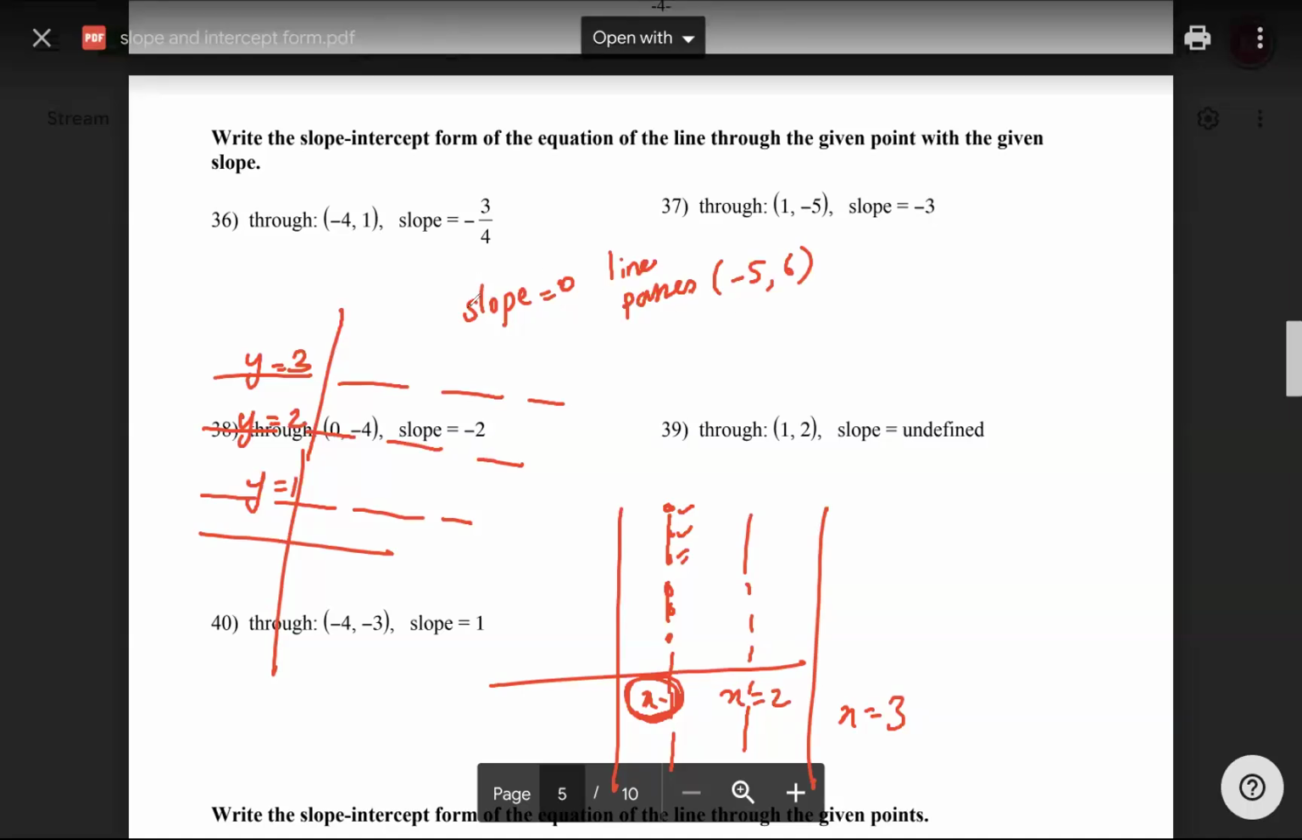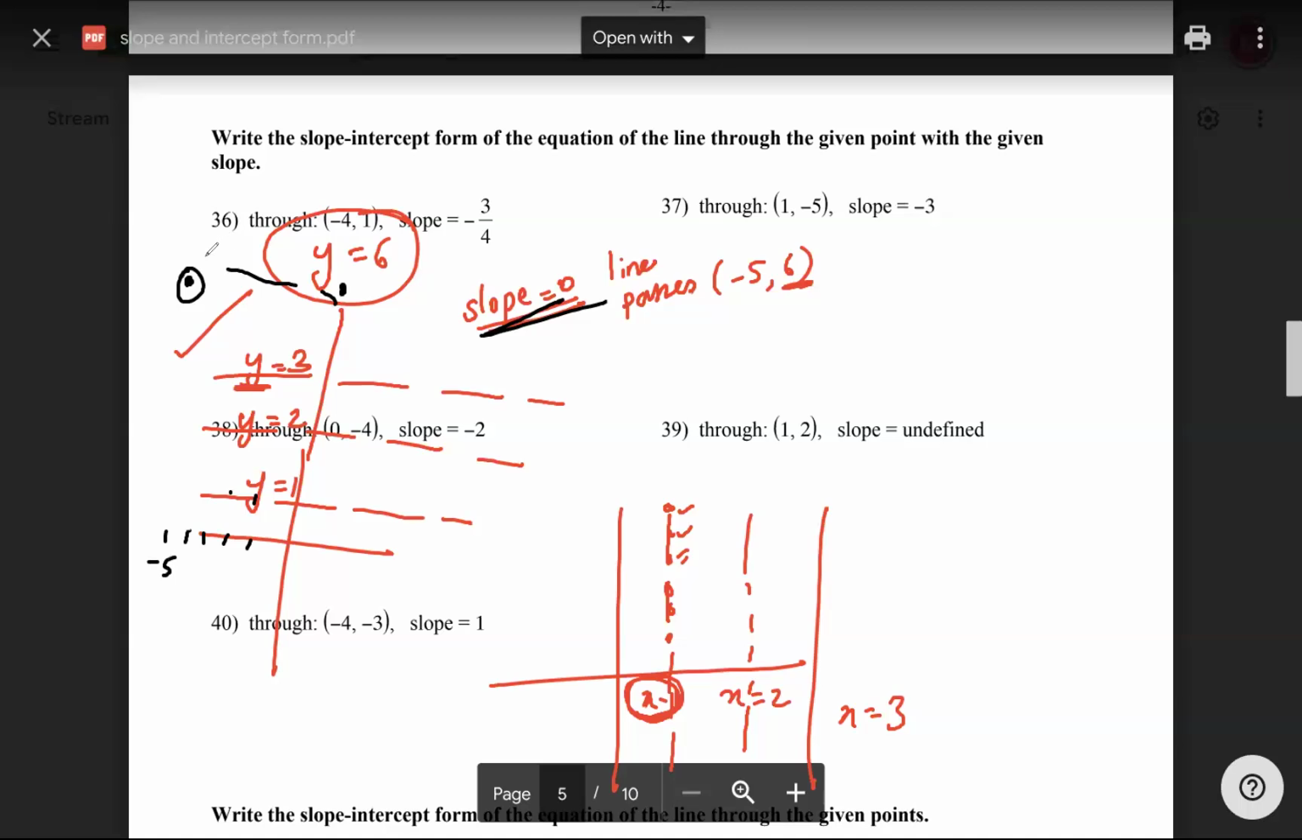Now, in this case, the slope is 0. That means we are going to pick a horizontal line. Horizontal lines have y equal to only. So just see the y value and say y equal to 6 is the equation of that line. Think about a line with slope 0. The line passes through (-5, 6), somewhere here.